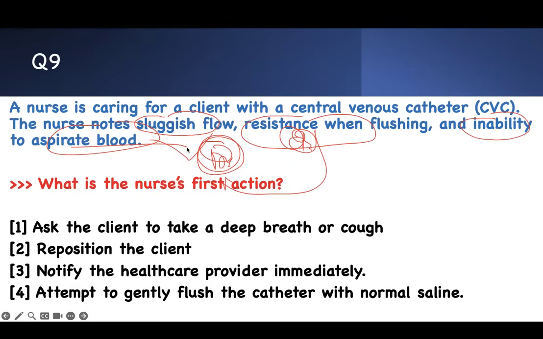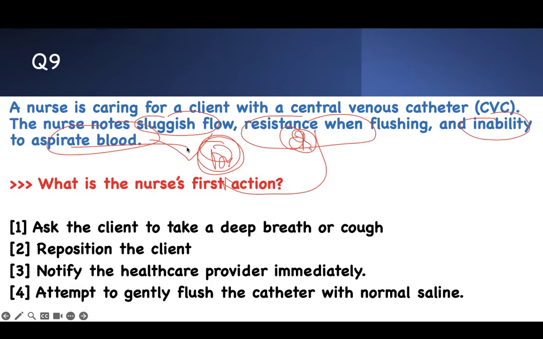I don't know. You let the patient take a deep breath and cough. You reposition the client. You notify the healthcare provider, or you flush the line. There is a procedure. There is a step protocol in this situation. When you see that the central venous catheter is clogged, what is the first thing? Prioritization. All the answers, I can tell you, are right, but you have to be sure. You have to know your content.